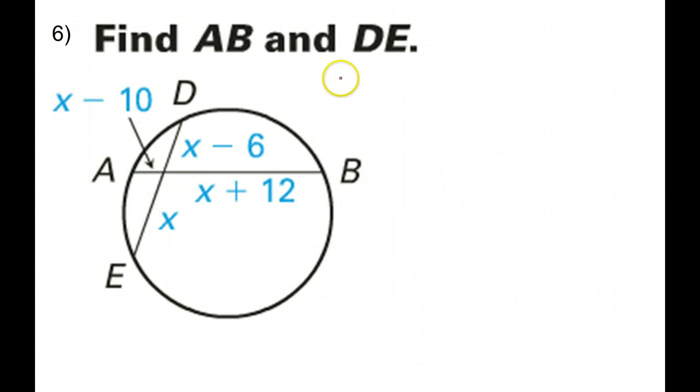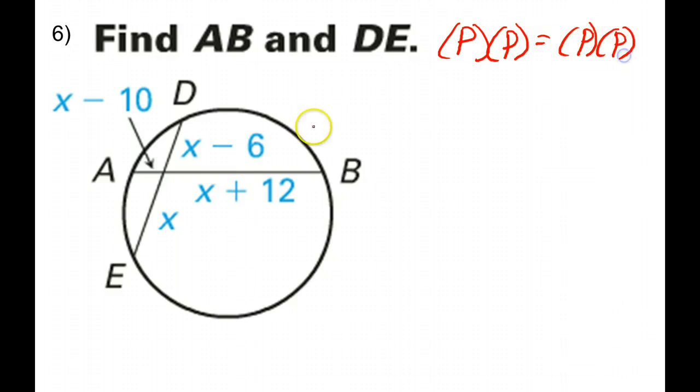Let's take a look at number 6. Now be careful, notice the directions. They say to find AB, that's the length of segment AB, and to find DE. So we're still going to find x, but please be careful and be aware that when we find x, we will not be done. So here we go. We're still doing part times part equals part times part, because we're still looking at chords intersecting completely inside the circle.